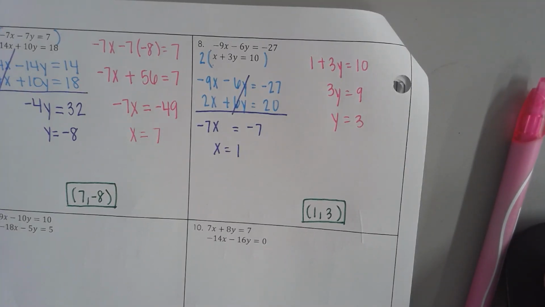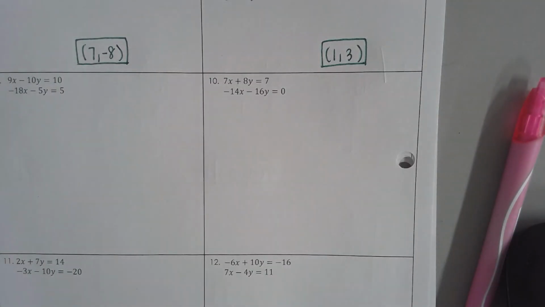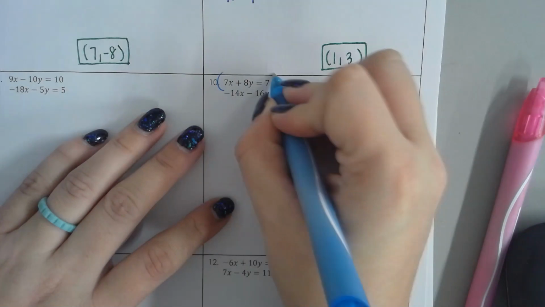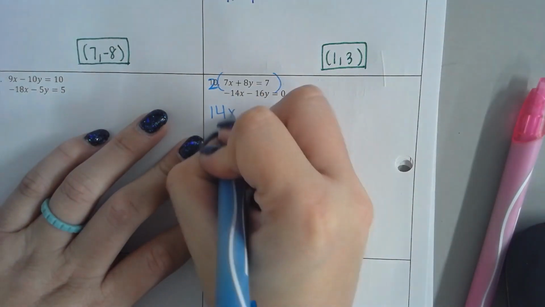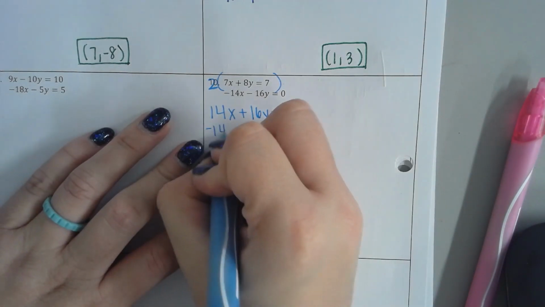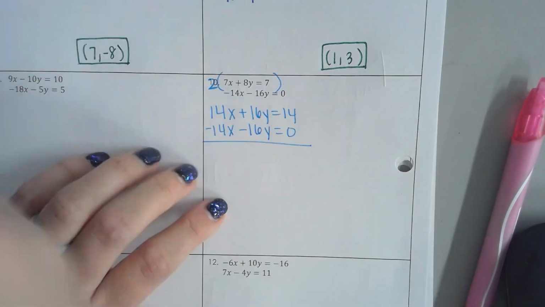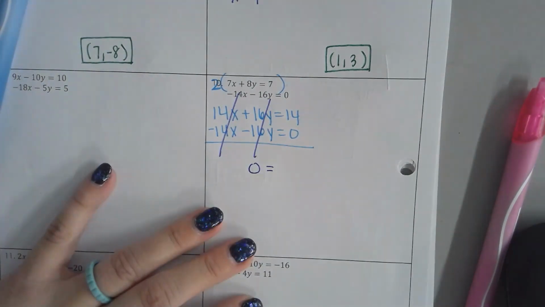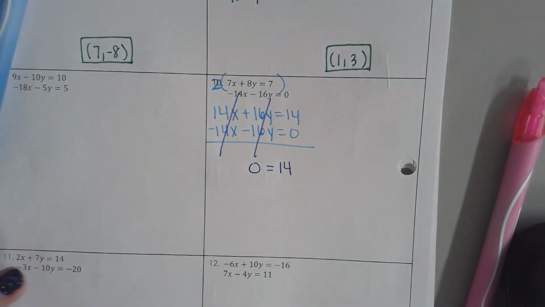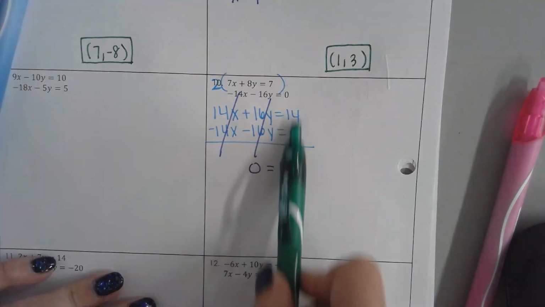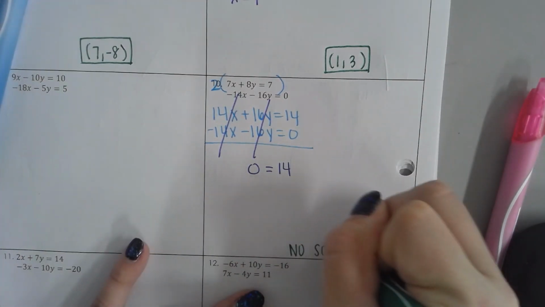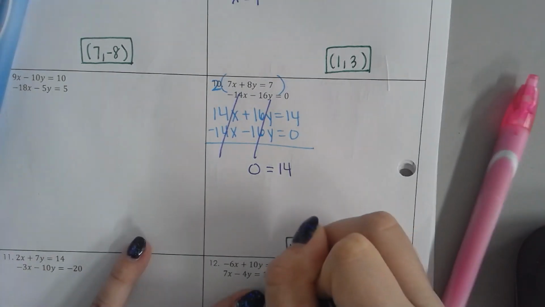Go to number 10. Alright, so number 10, you're probably going to want to multiply the top one by 2. And you'll notice both of your variables cancel, which essentially leaves you with just 0 on that side equals 14. Does 0 equal 14? No. It's no solution. If these numbers over here would have also canceled or turned into 0, that would have been infinite solutions. But this one is no solution.